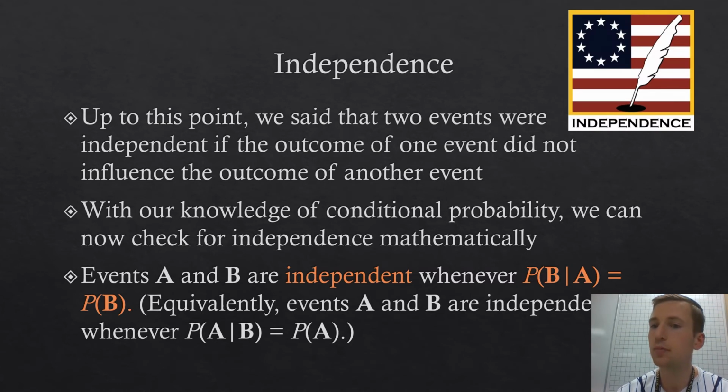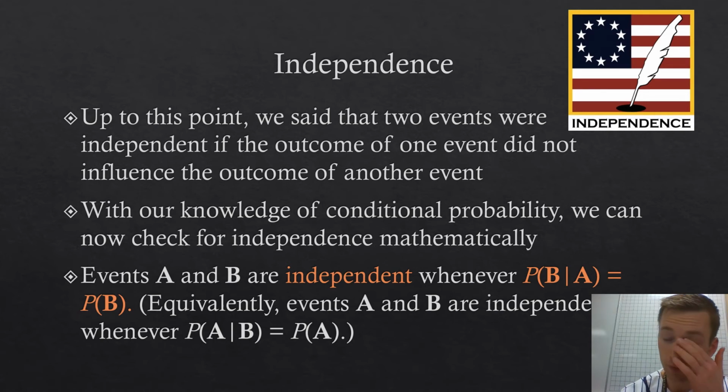So now that we know more about probability, this is where we can get to a more rigorous definition of what it means for two events to be independent. Up to this point, we've basically said if two events don't influence the outcome of each other, then we consider them to be independent. With our knowledge of conditional probabilities, though, we can now mathematically show that two events are or are not independent from one another.